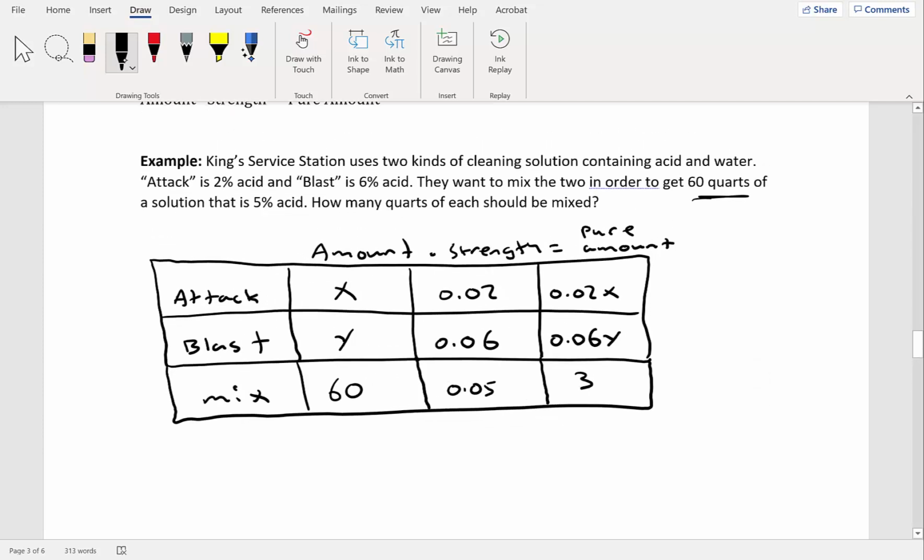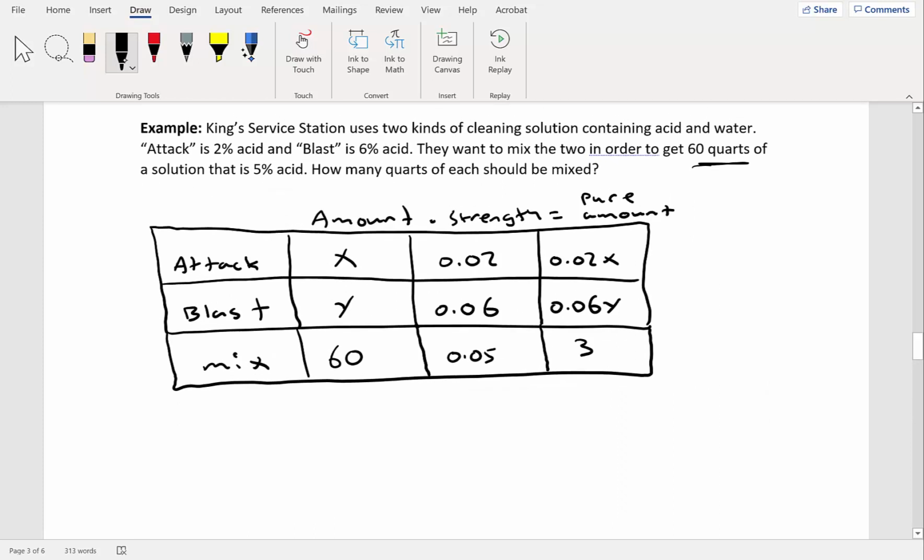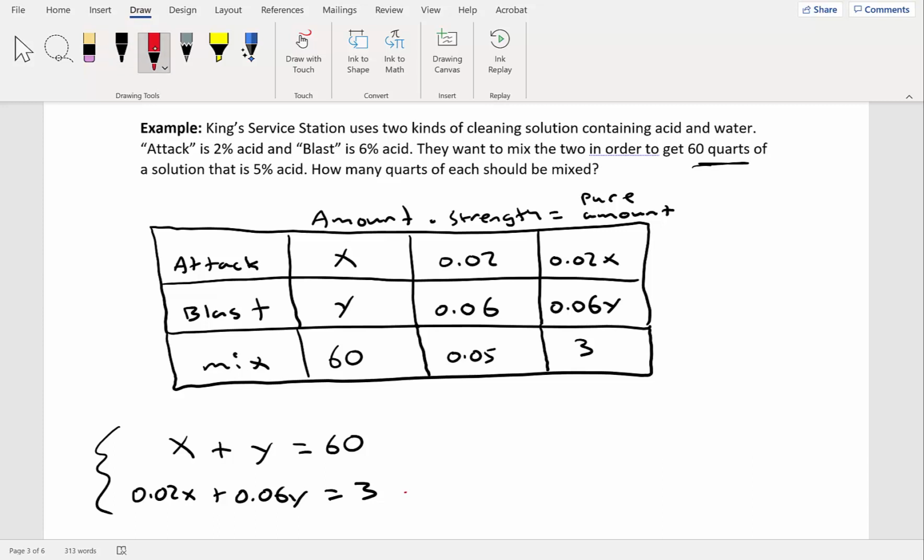Now we write out our equations. So the amount of attack solution plus the amount of blast solution has to be equal to the total amount in our mixture, which is 60. Now the pure amount of acid in our attack solution plus the pure amount in our blast solution has to be equal to the pure amount of acid in our mixture. Okay, so we have our system of equations. I'm going to go ahead and get rid of our decimals. So I'm going to multiply the first equation by 100. I'm sorry, the second equation by 100. So you get 2x plus 6y is equal to 300.